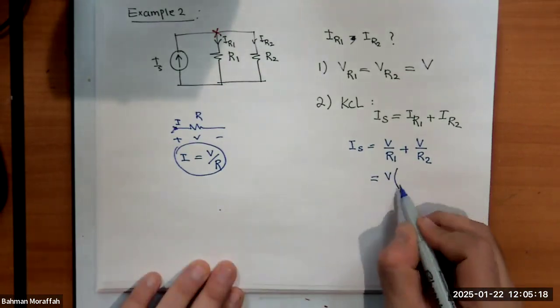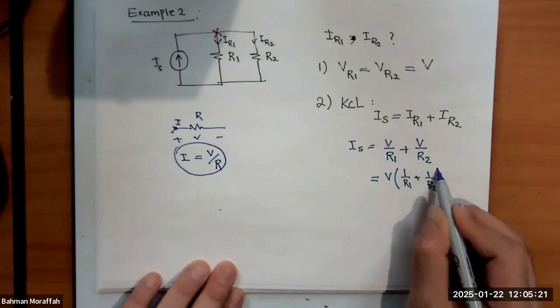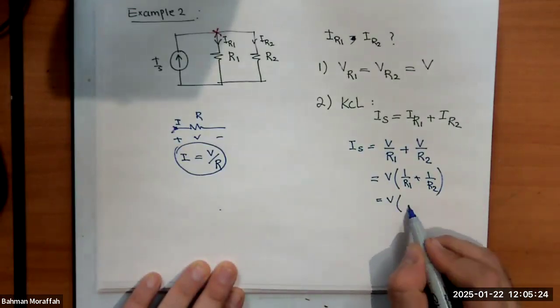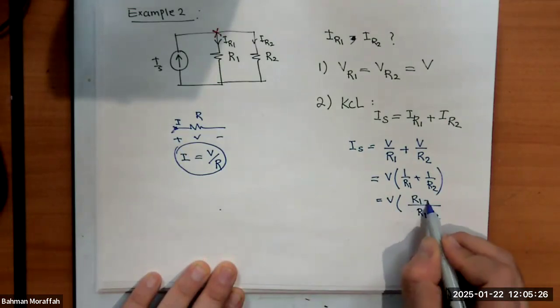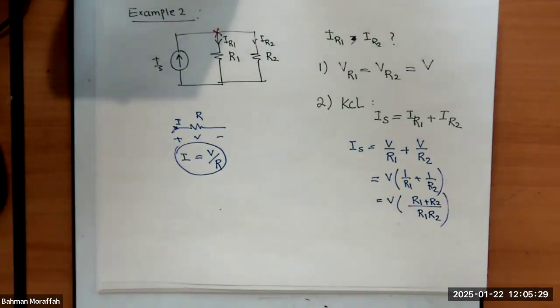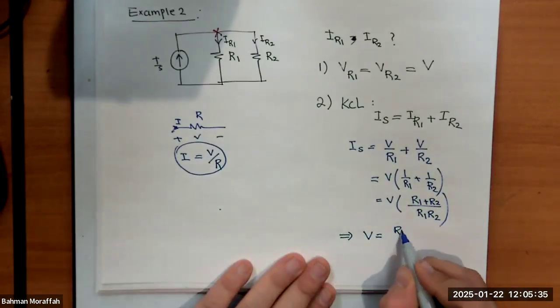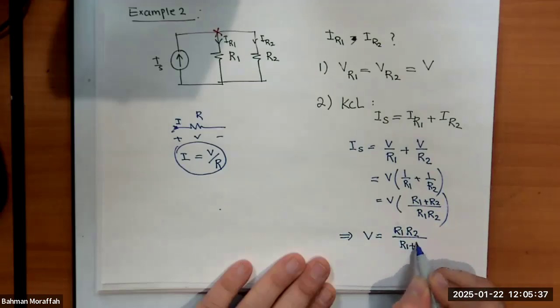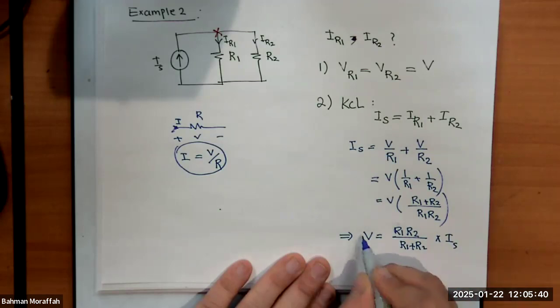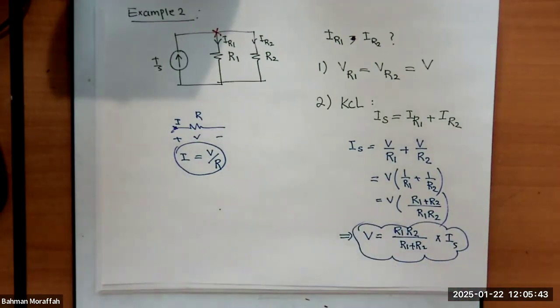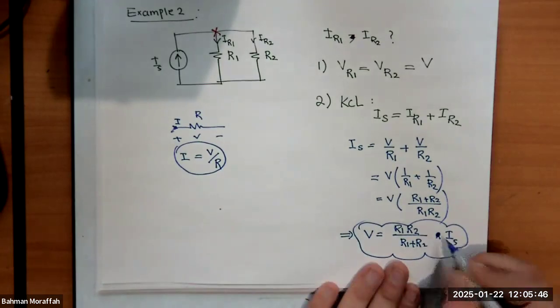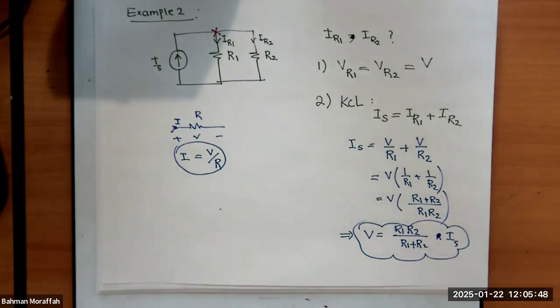Let's do this. So I have 1 over R1 plus 1 over R2. So it's V. Again, find the common denominator. So that's it. Now I can find V, and I know V is R1 times R2 divided by R1 plus R2 times IS. Right? I didn't do much. I just find the common denominator and then invert it, because I wanted to find V.